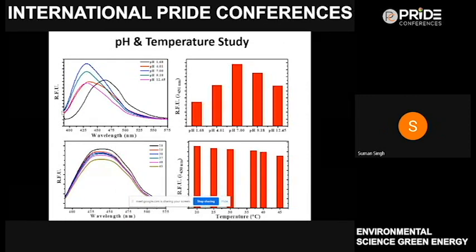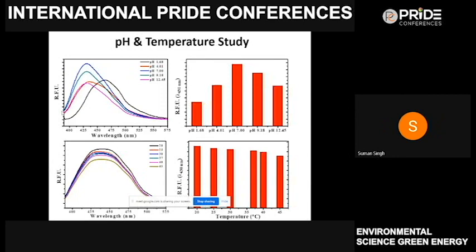Similarly, here also we performed a pH and temperature study. In alkaline and acidic pH, the peak got exhaustively shifted to the lower wavelength, whereas at other pH it remained at almost constant positions, with the maximum response at pH 7.